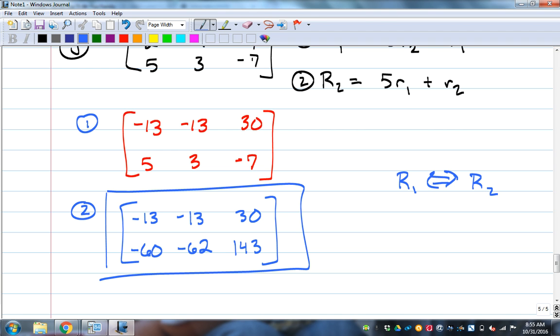Okay. As far as solving the systems, make sure you know the words. If it has one solution, what's it called? One solution would be consistent and independent. If it's got infinitely many solutions, it's consistent and dependent. And then no solution is inconsistent. Know those words.